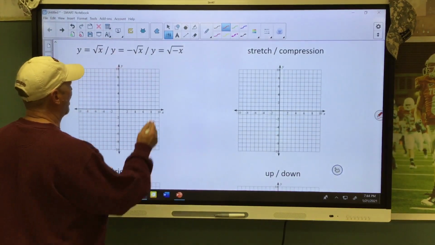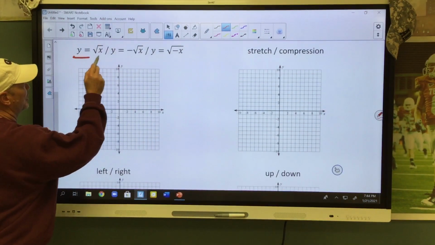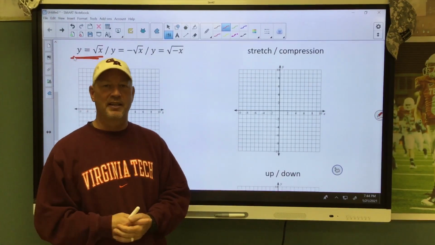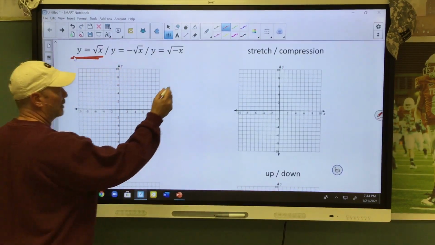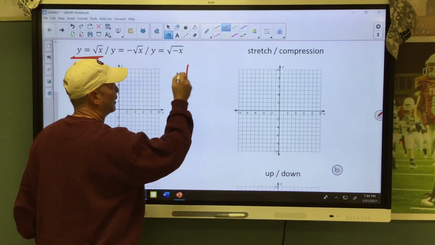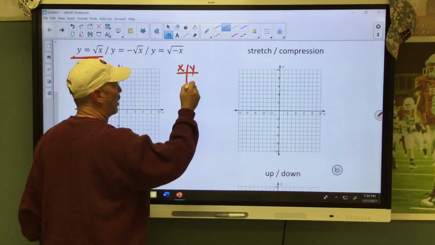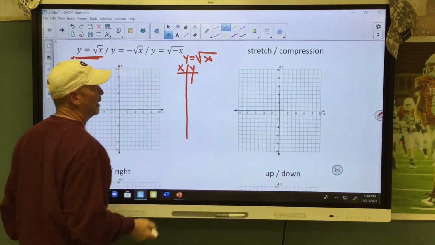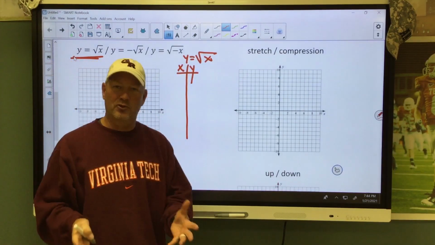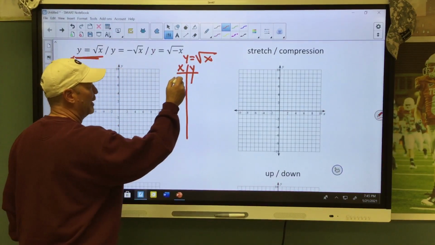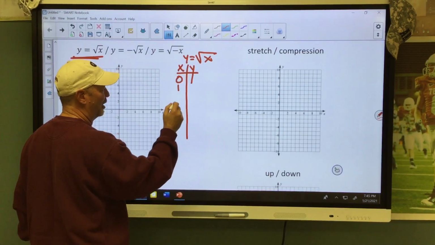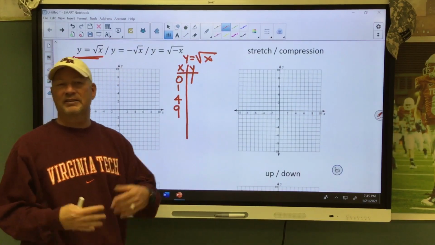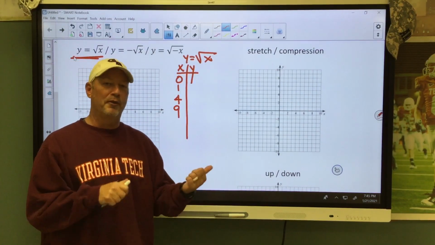All right, so real quick, my parent function. This first equation is our parent function. This is what we're going to build off of today. Okay? So if I make a little T-chart, and I have my x's and my y's, and we're going to work off y equals the square root of x, we're going to pick numbers that are perfect squares. Okay? So we won't end up with decimals, and it makes it tough and it's ugly. So we're going to use 0, 1, 4, 9. Now we're going to stop at 9 because if I get any bigger, it won't fit on the graph.